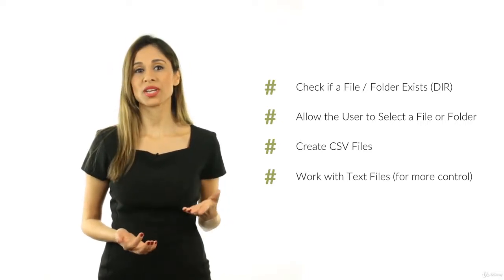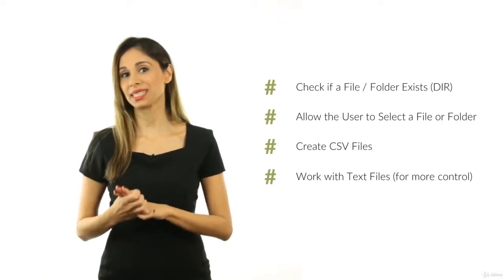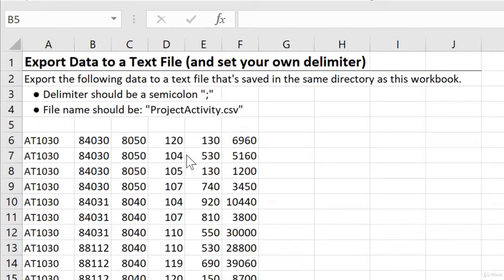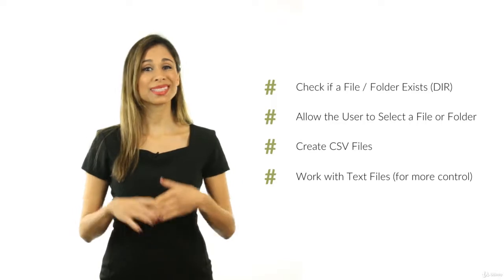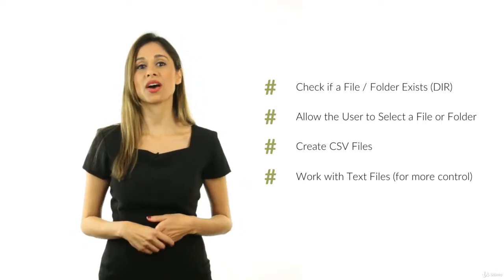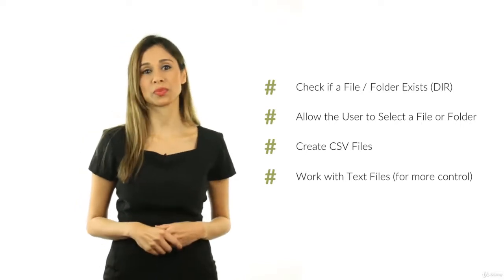But in my projects, I personally need the text file method because I usually need to fix the delimiter to a specific character. For example, if I need the delimiter to be a semicolon, I can control that using the text file technique instead of exporting as CSV files. Because with saving as CSV, the delimiter is dependent on the regional settings of the computer.